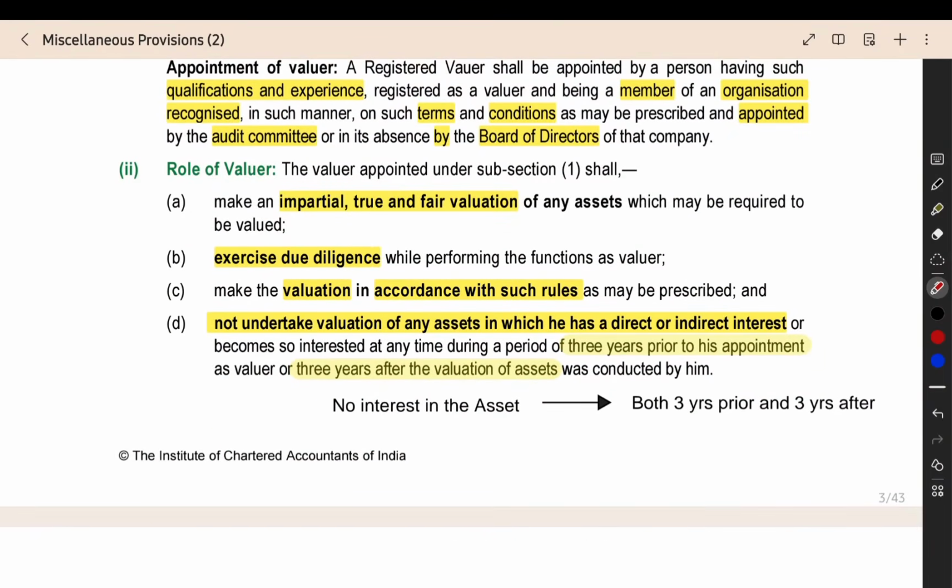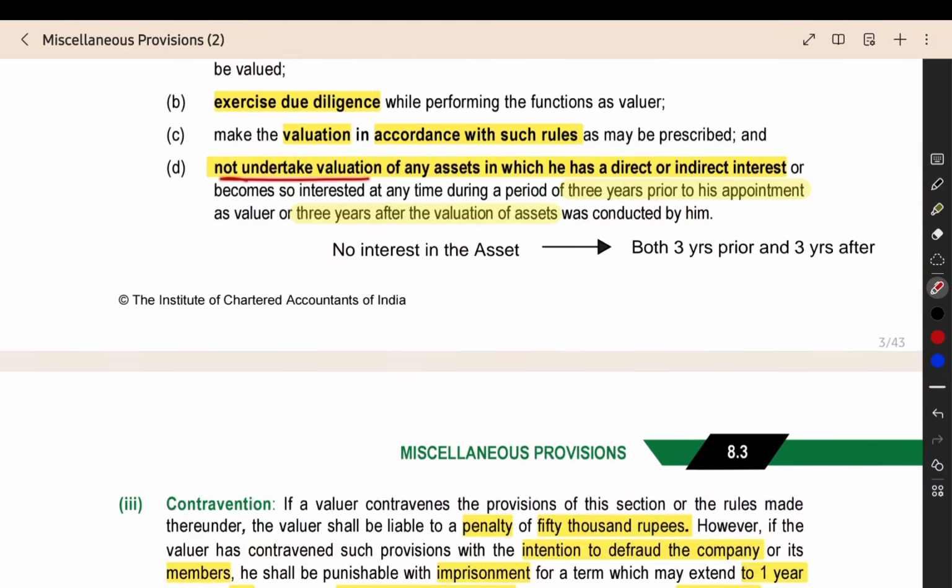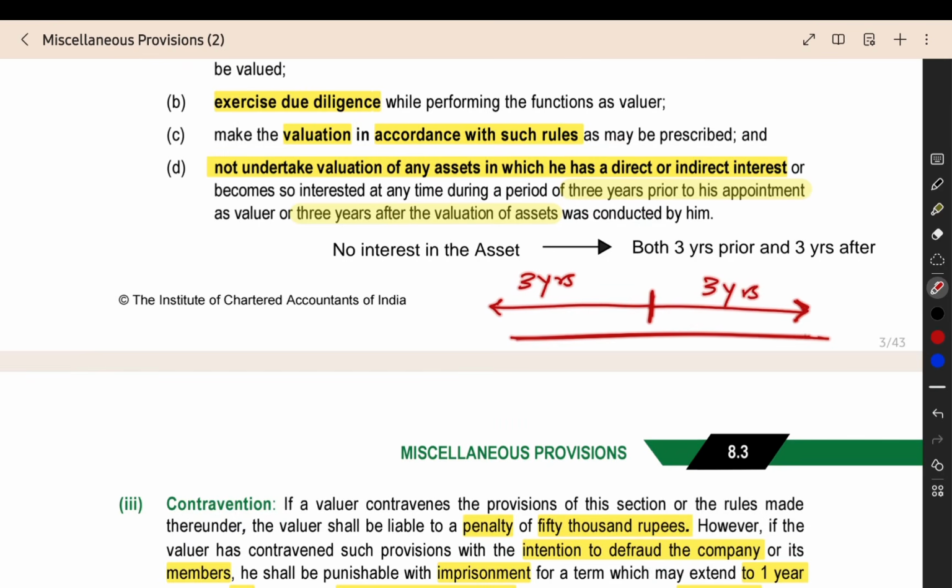Now, what is the role of the valuer? He should do a true, fair, impartial valuation. Normally, everyone should do that only. Exercise due diligence. You should be careful in your valuation assignment. You should do the valuation as per the rules prescribed. Then, you should not do the valuation of an asset in which you have an interest. Like, you are in a company and that asset is the main asset of that company. You should not have any gain or loss because of the asset. That should not be there. Whether when you are doing the valuation, or 3 years after and 3 years prior to the valuation, you should not have any interest in the asset. You should not have any relationship with the asset.